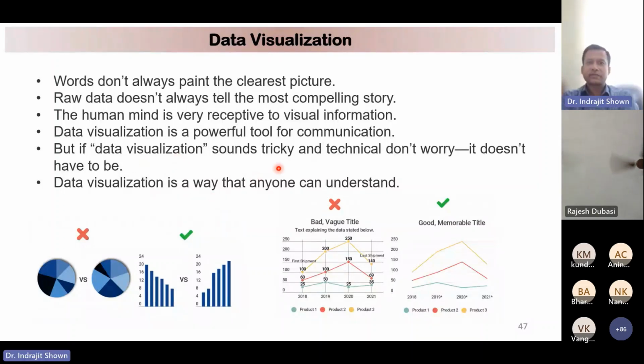And data visualization sounds tricky and technical. Don't worry, it does not have to be. Basically, you have to improve the data quality and presentation quality. And it will help anyone to understand that.